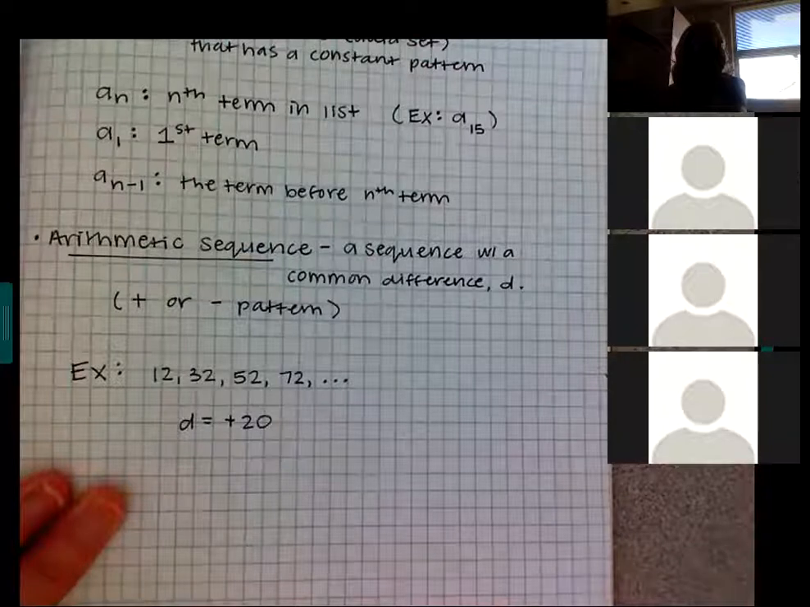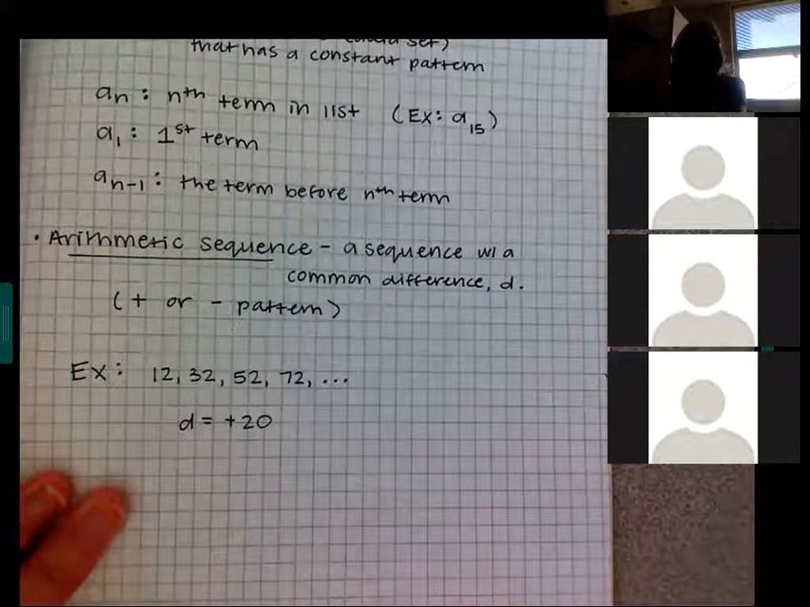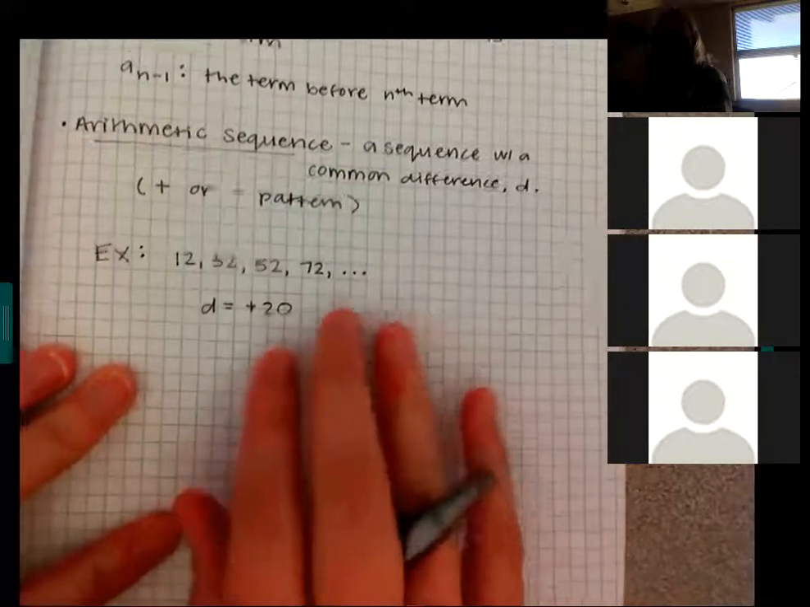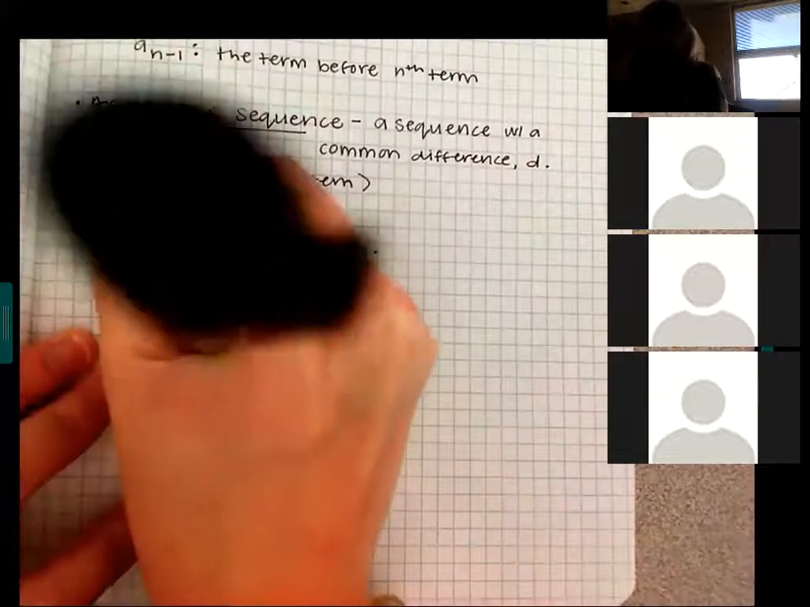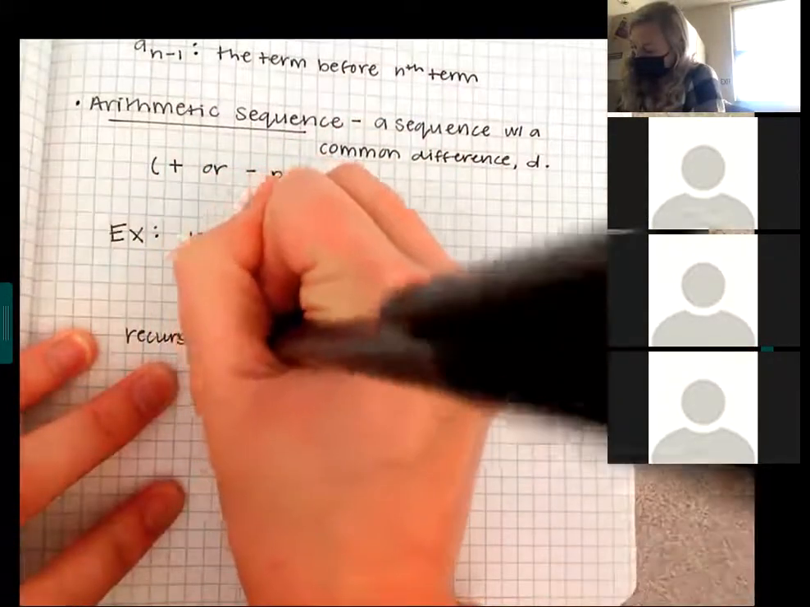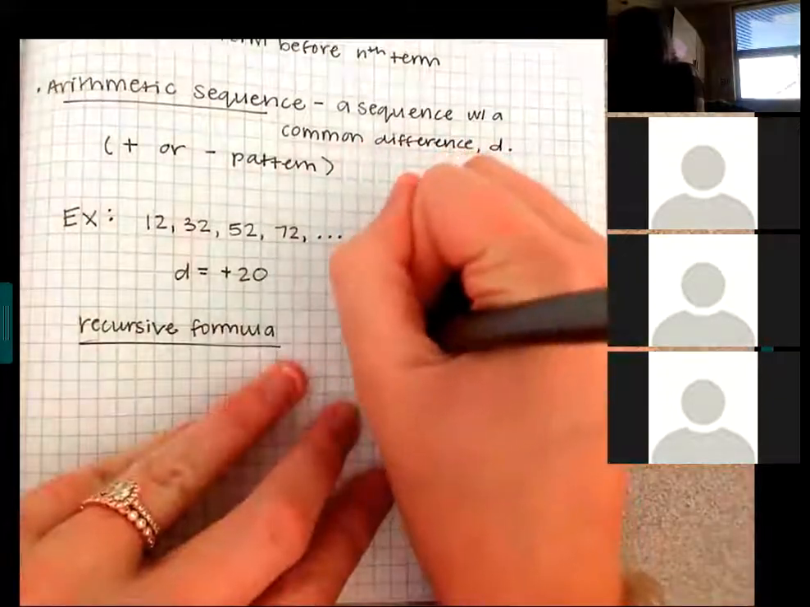So if they give you a sequence, like what you had in your Delta Math yesterday, you should be able to look at it and figure out the pattern. For an arithmetic sequence, the pattern is called a common difference because it's either adding or subtracting. All right, so what we're going to learn today from this sequence, you can write two different formulas or equations to represent it. The first equation, and we're going to keep using this example, is called a recursive formula. And the second one is called an explicit formula.